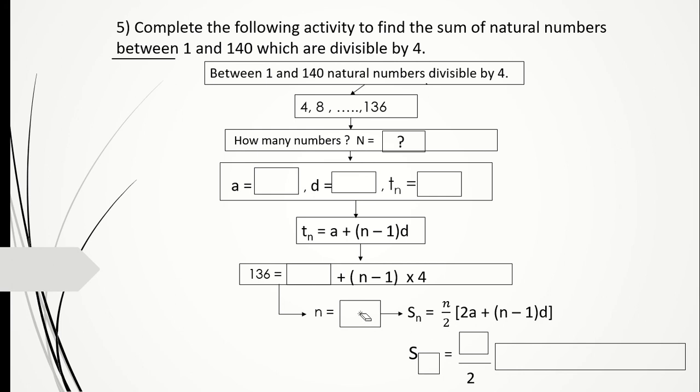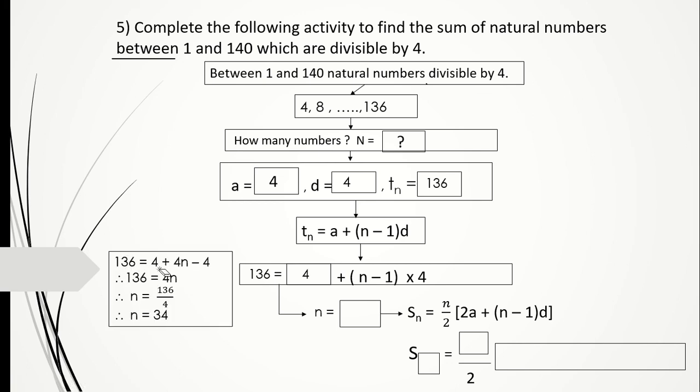Now we get n, right? N is 34 we got just now. So S34 we are going to find. S34 is going to be equal to n by 2, that is 34 upon 2, into, then fill up all the values into this and write here. That is 2 into A, which is 4, plus n minus 1, that is 34 minus 1, into D, which is again 4. Then we have to solve further, right?